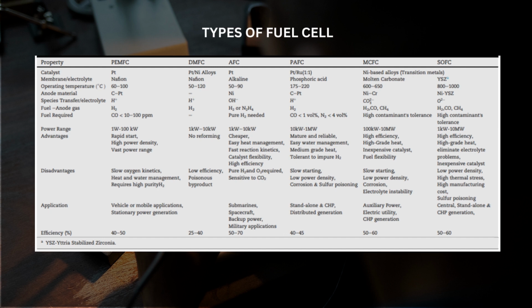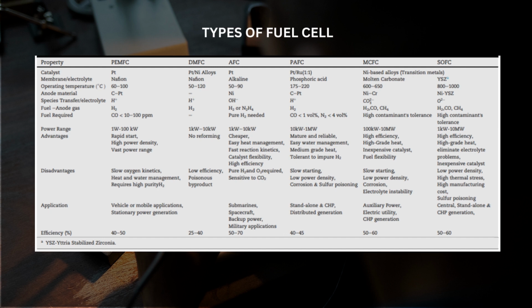Fourth, we have the phosphoric acid fuel cell, PAFC. PAFCs use a phosphoric acid electrolyte and operate at moderate temperature, around 150 to 200 degrees centigrade. They are often used for combined heating and power, that is CHP, applications in buildings and industrial settings. Fifth, we have the molten carbonate fuel cell, MCFC. MCFC operates at high temperature, around 600 to 650 degrees centigrade, and uses a molten carbonate salt as an electrolyte. They are used for stationary power generation and are well suited for industrial applications due to their ability to handle impure fuel.